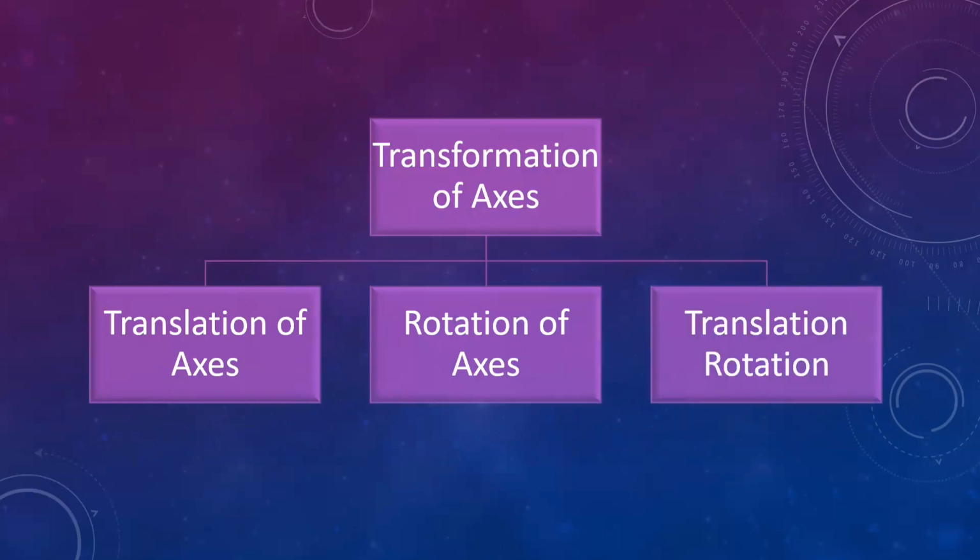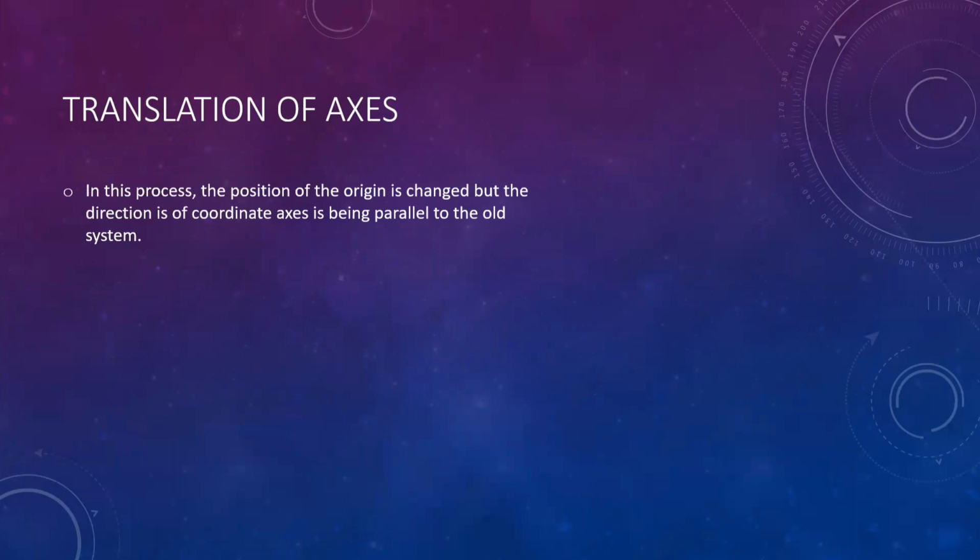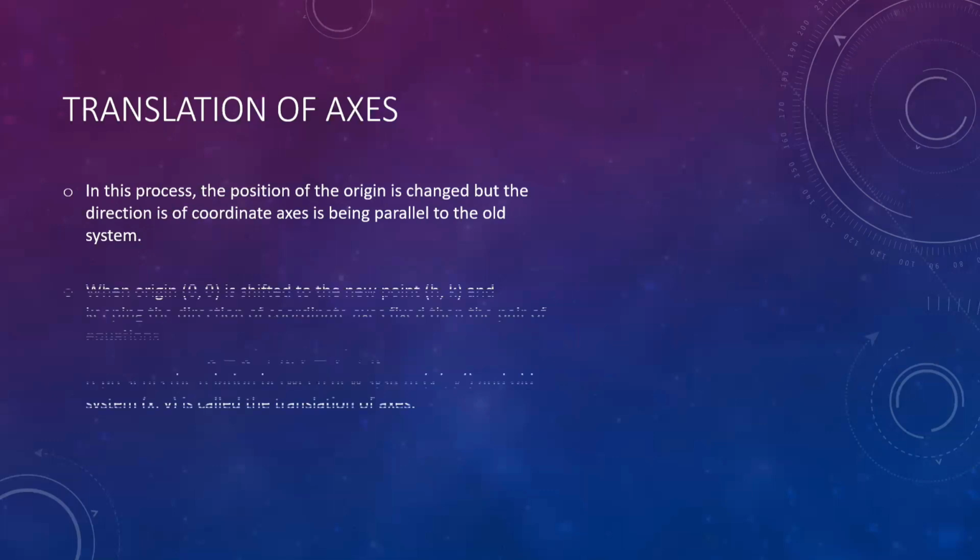Now, transformation of axes. These are divided into three categories. They are translation of axis, rotation of axis, and translation rotation. Translation of axis: in this process, the position of the origin is changed, but the direction of coordinate axis is parallel to the old system.